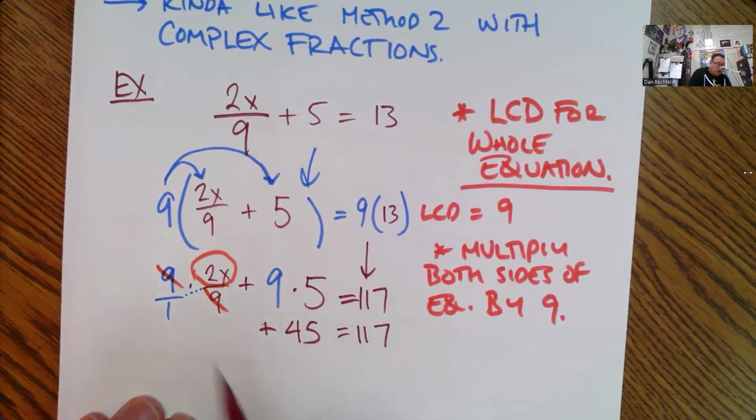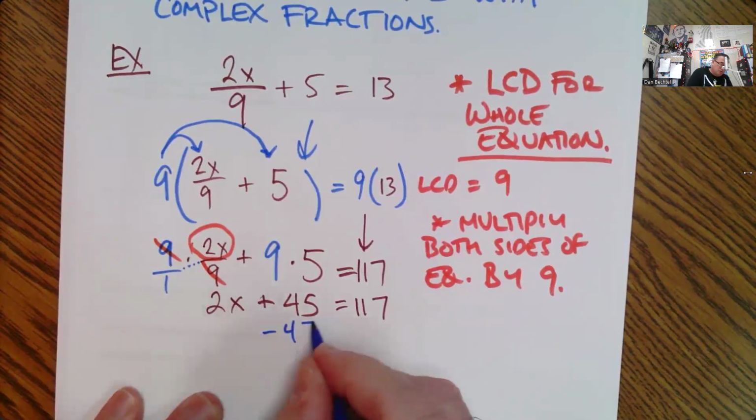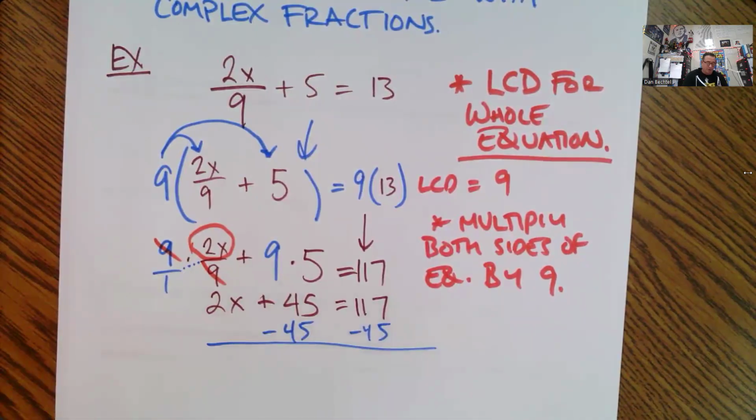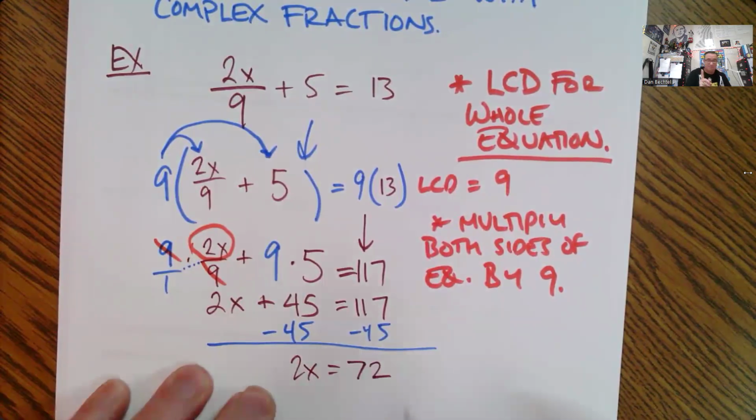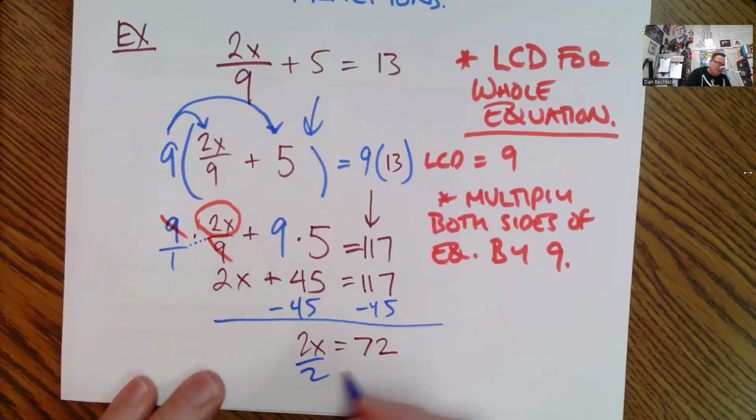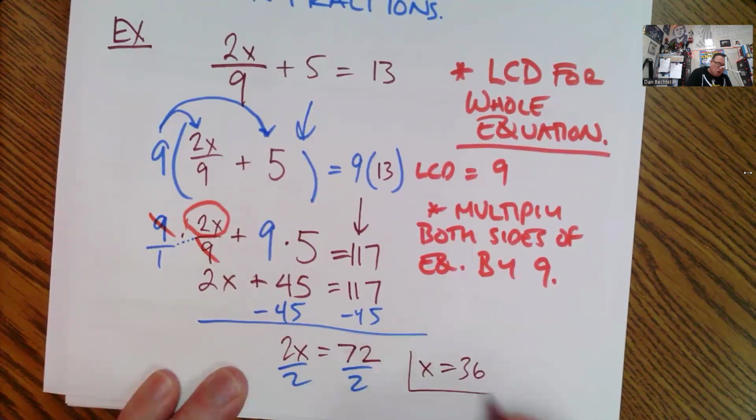Now, all I have left here is a 2x. And now my equation has 0 fractions. So I'll be dealing with 2x plus 45 is equal to 117. And then all I've got to do is solve it like we do. Minus 45 from both sides. And so in this case, I'm going to have 2x is equal to 72. Took a second to do the math in my head. Sorry about that. And then if I divide both sides by 2, I'm going to get that x is equal to 36, which is super easy, right?